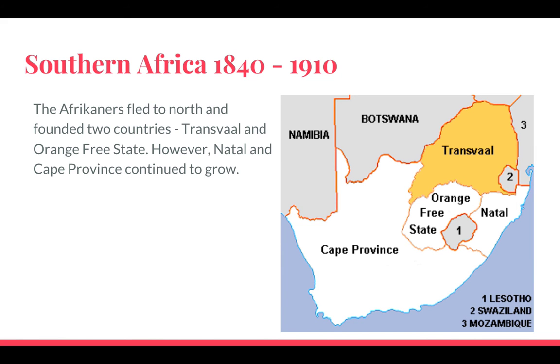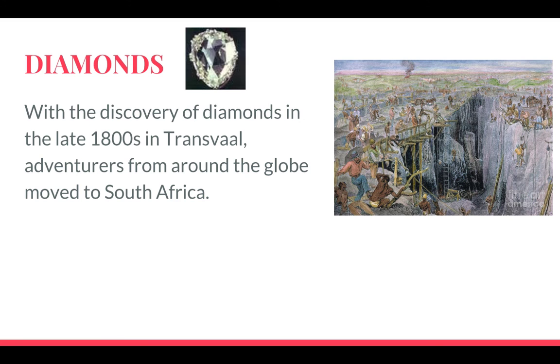So the Afrikaners fled north, and they created these two different places. They created Transvaal and the Orange Free State. These were both Afrikaner areas. Cape Province and Natal continued to swell with population, particularly with the British population. So we have the British over here, and then we have the Afrikaners up here. Now, everything's going to change because late in the 1800s, they discovered diamonds in Transvaal.